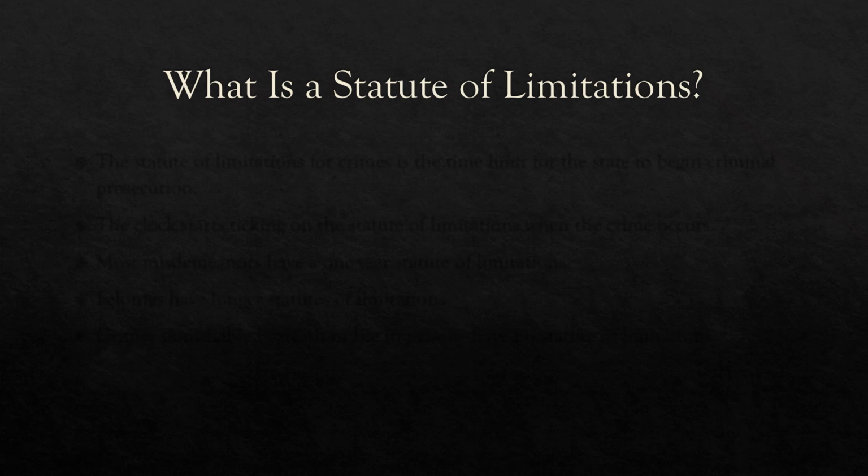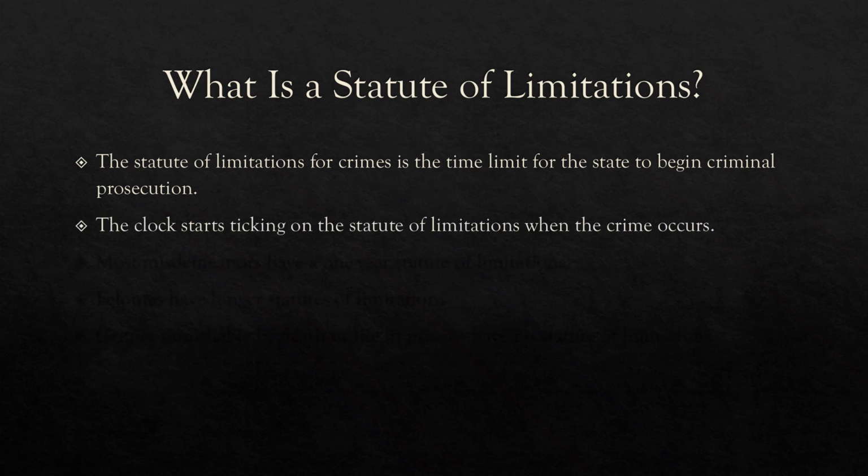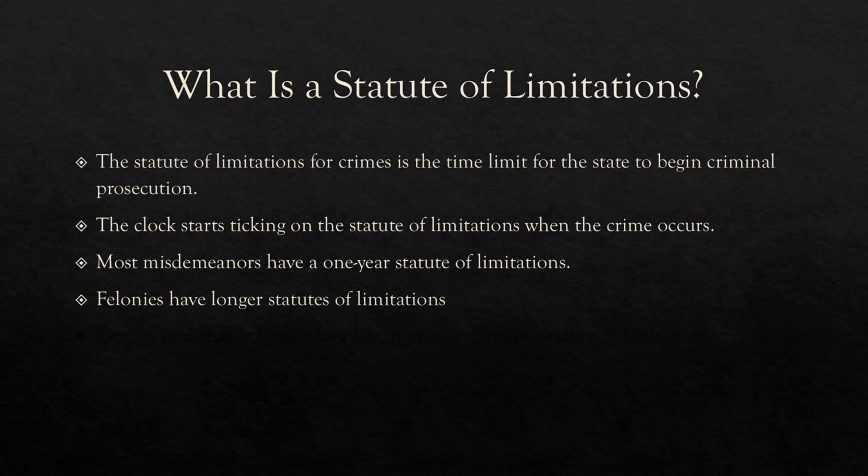So what is a statute of limitation? Exam question, by the way. It is the time that the prosecution can actually go after a person for a particular crime. The clock always starts ticking on the statute of limitation when the crime occurs. Most misdemeanors, the little crimes, the ones punishable for up to 1 year, most of them have a 1 year statute of limitation. Felonies have longer statute of limitations, and they vary depending on what type of felony it is.